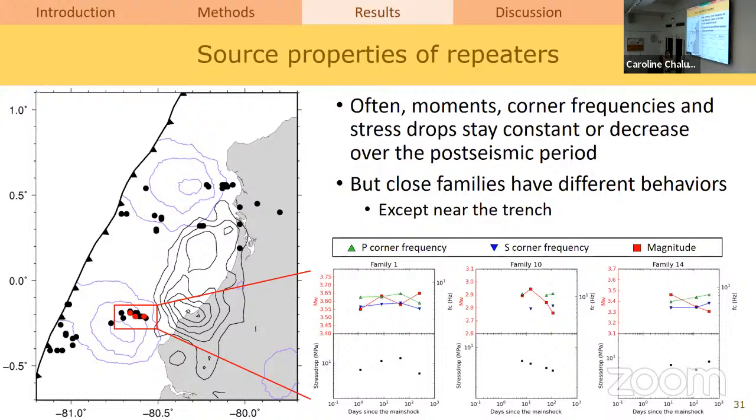And what about repeaters as a function of time, the source properties as a function of time? Within individual families of repeaters, it's hard to find a pattern. We see that generally speaking, the seismic moments and the corner frequencies and stress drops tend to either stay constant or they decrease over time over the post-seismic period. But close families often have quite different behaviors, and this is just an example of 3 families that occur within this kind of relatively tight cluster right here. And these families all have kind of different behaviors as a function of time. The only region really where we see a general uniformity among the families is actually near the trench, where they decrease.